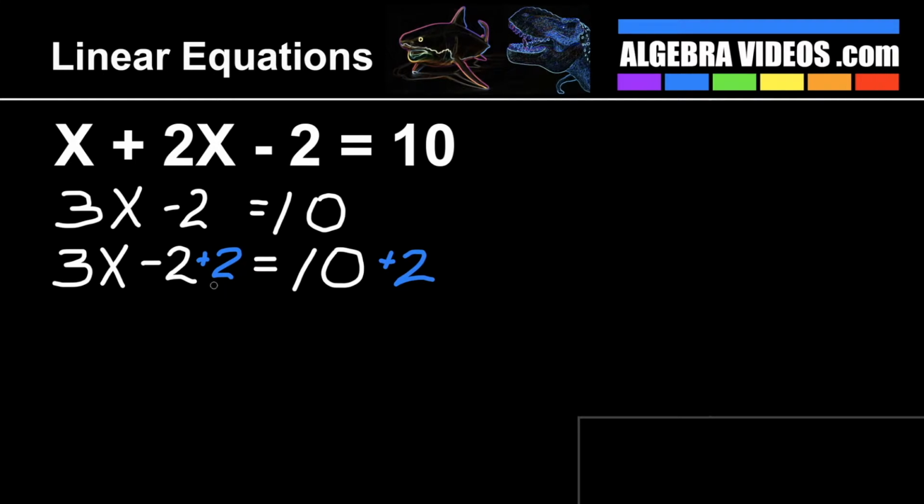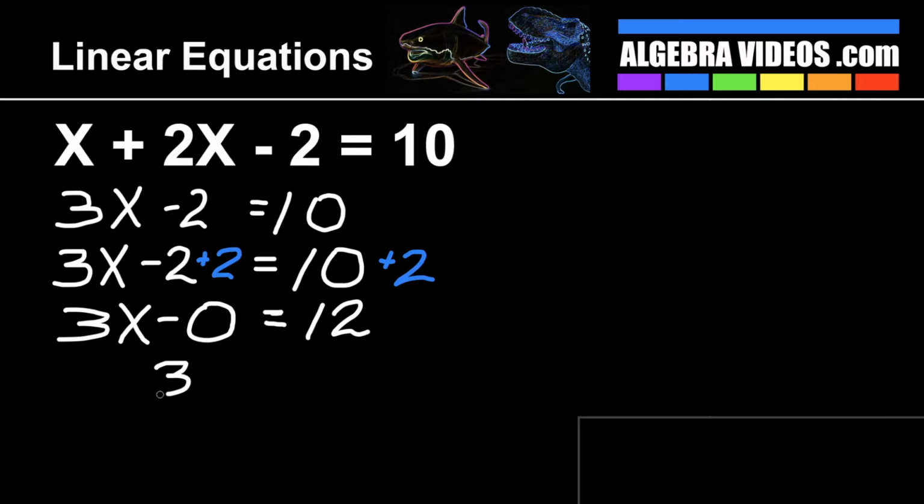And what that does is cancel out this 2 on the left side. Anything minus 2 plus 2 is just the same as minus 0, or plus 0. So 3x minus 2 plus 2 is just the same as 3x, now it's just minus 0, right? Equals, on the right side, 10 plus 2 is 12. So now we know that 3x equals 12. We don't need this minus 0 anymore. So let's just write 3x equals 12.